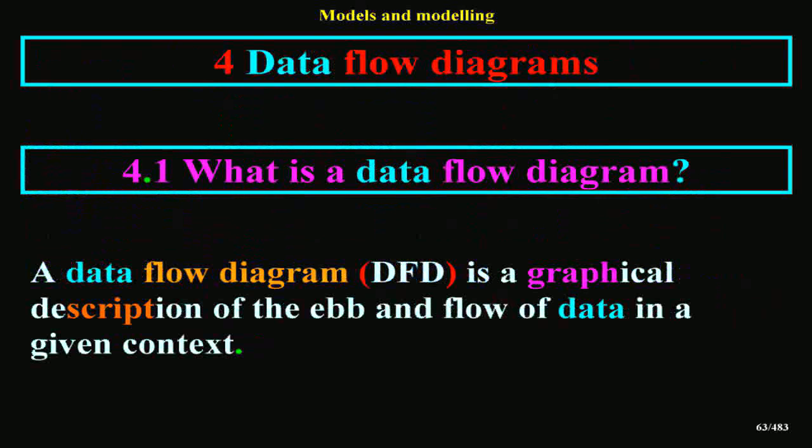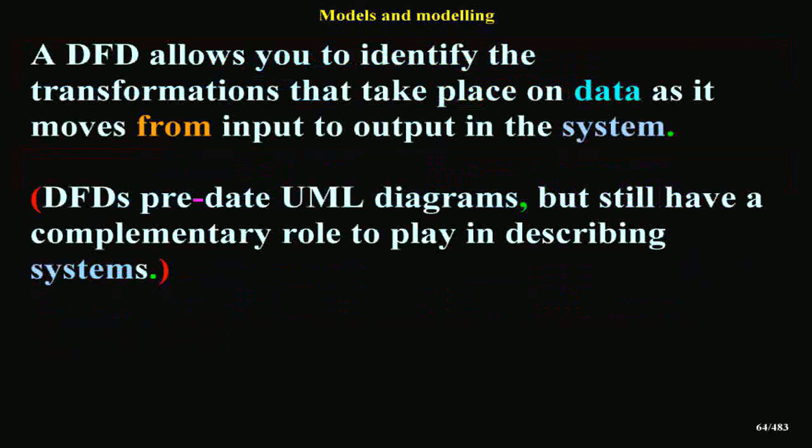4. Data flow diagrams. 4.1. What is a data flow diagram? A data flow diagram (DFD) is a graphical description of the ebb and flow of data in a given context. A DFD allows you to identify the transformations that take place on data as it moves from input to output in the system. DFDs predate UML diagrams, but still have a complementary role to play in describing systems.